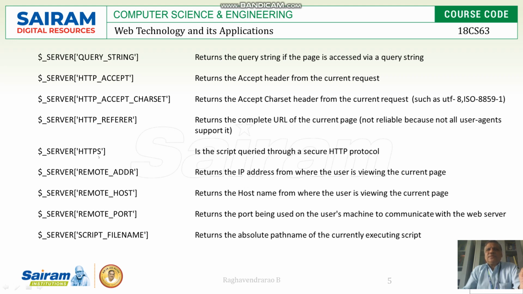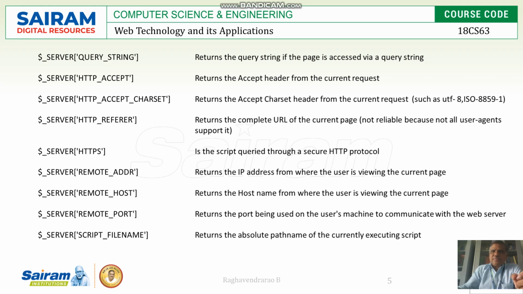HTTPS indicates whether a secure protocol is being used. Then remote address, as I said, displays the address of the requesting location. Then remote host, the name of the host, is displayed. Remote port shows which port is used for that communication. Then script file name, which shows the script that is written in that particular file, that is JavaScript or whichever script they want to write.